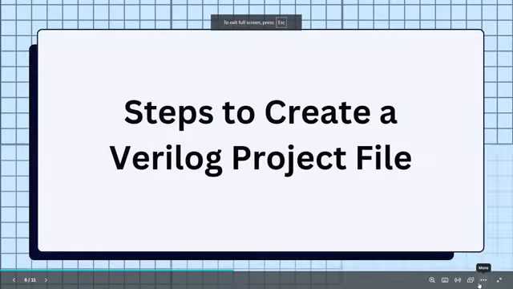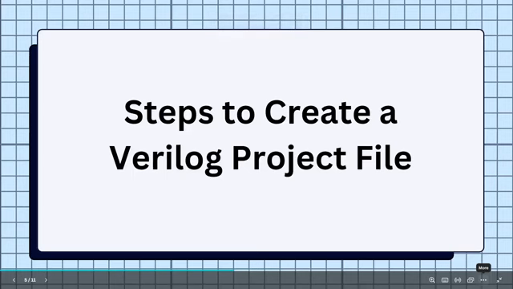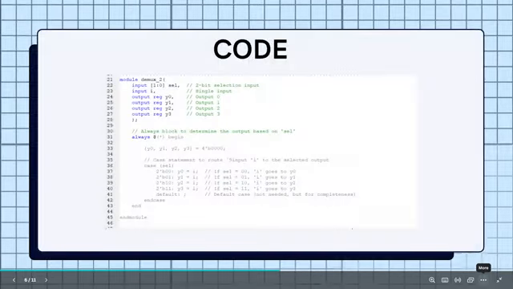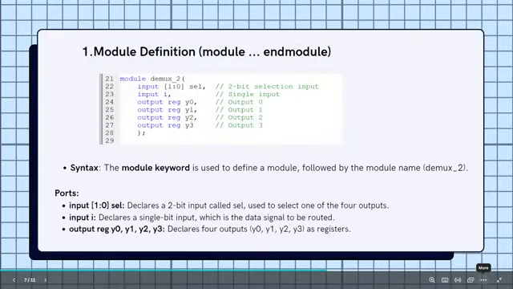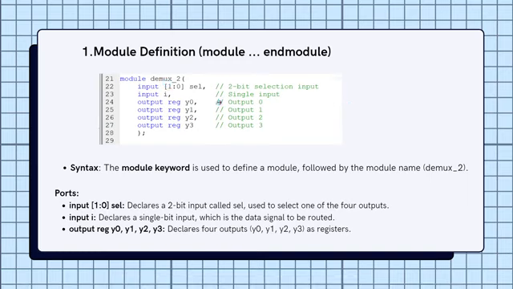Now, as we have created a Verilog project file, and you now know how to create one, the next step is the code, and it is the most important part. Now we will see each syntax and how it is used in Verilog. First we will see the module definition. Here we can see a module demux; demux2 is my file name.